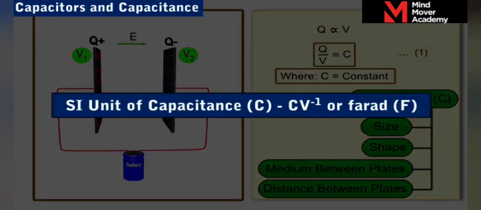The SI unit for capacitance C is the ratio of SI unit of charge to SI unit of potential difference, which is Coulomb per volt. It is also referred to as Farad, named after the English physicist Michael Faraday.